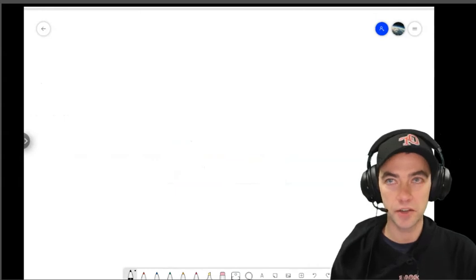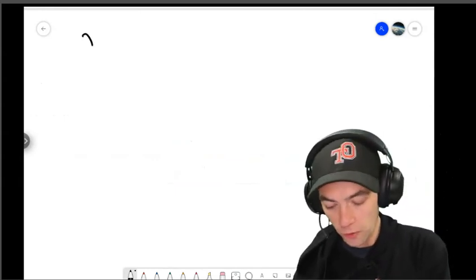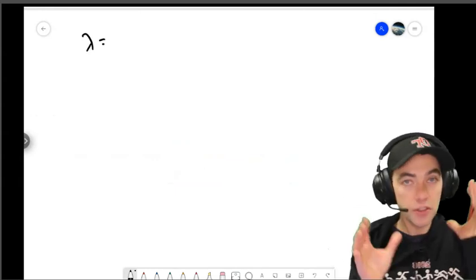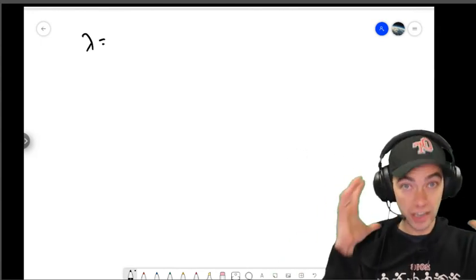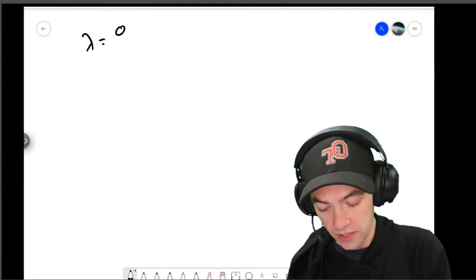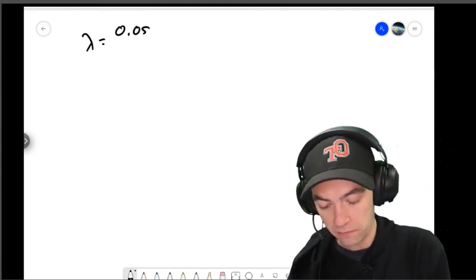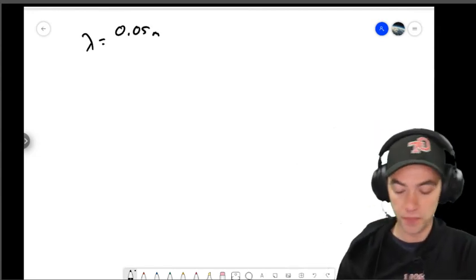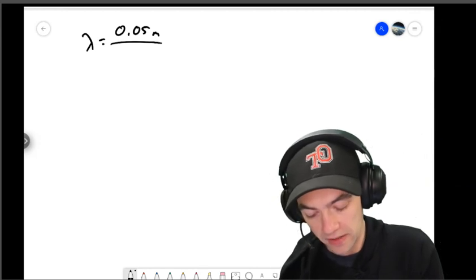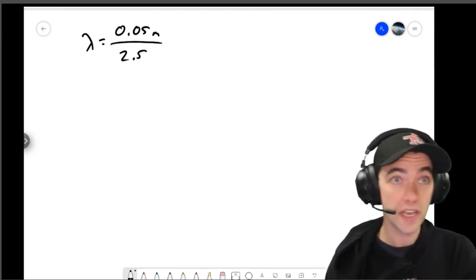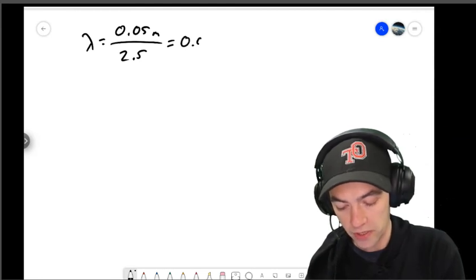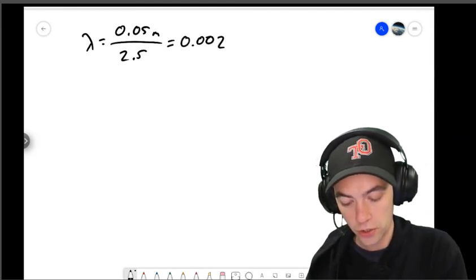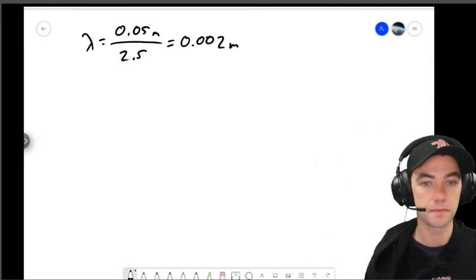So now let's start to take up the question. For our wavelength, we know we had 2.5 waves, and we know the length of the entire 2.5 waves was 0.05 meters, or 5 centimeters. And because we're having to divide this by 2.5 waves, we know that the wavelength will end up being equal to 0.002 meters.